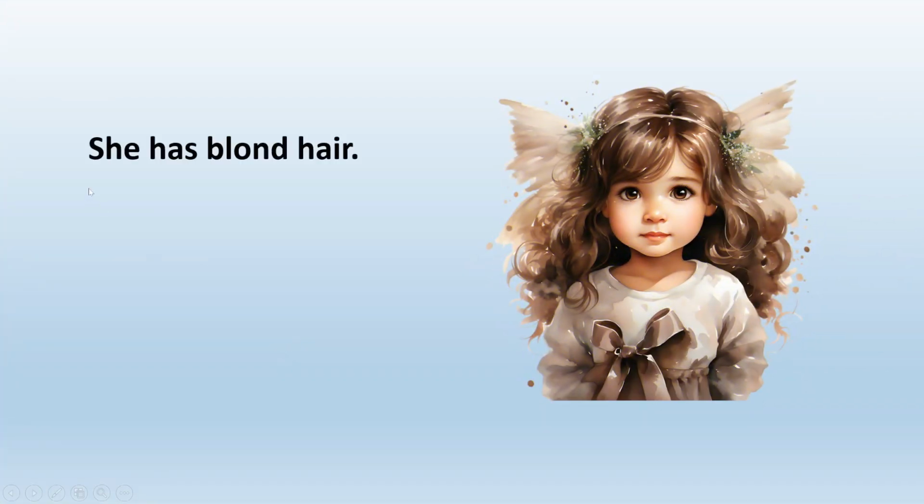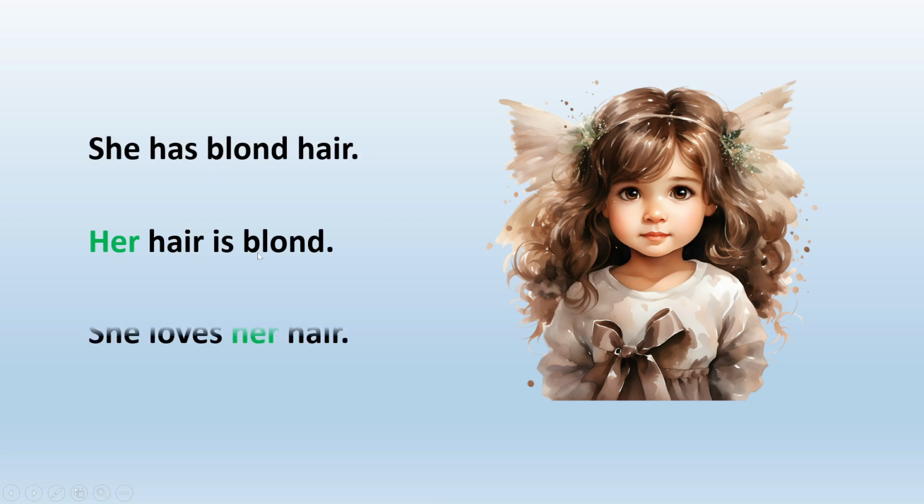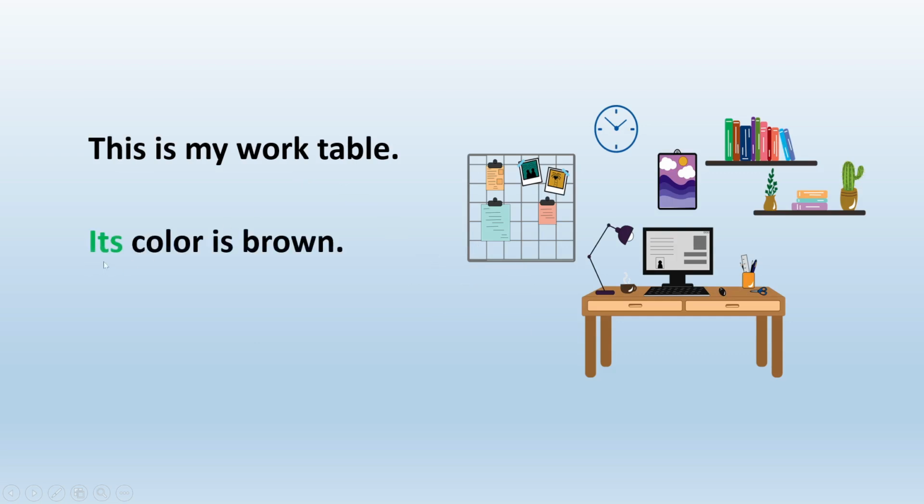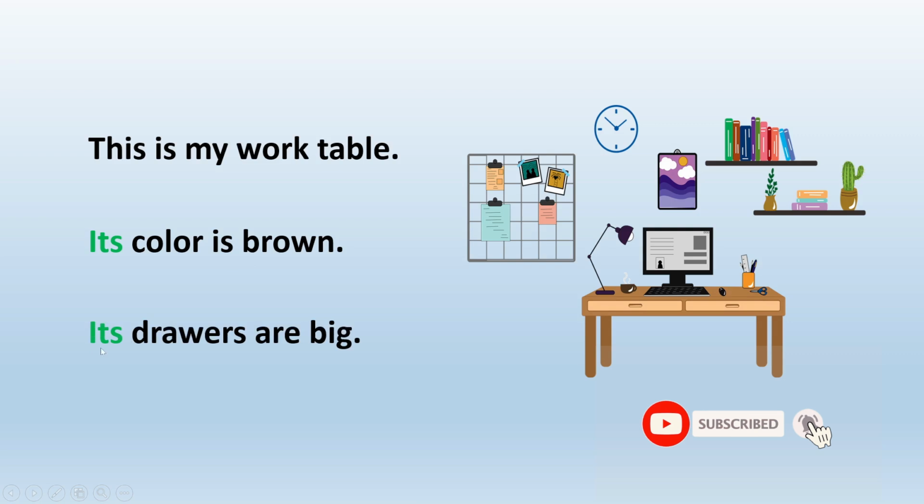The next example, she has blonde hair. Her hair is blonde. She loves her hair. And the last example, this is my work table. Its color is brown. Its drawers are big. Good guys, I hope you understand the lesson.